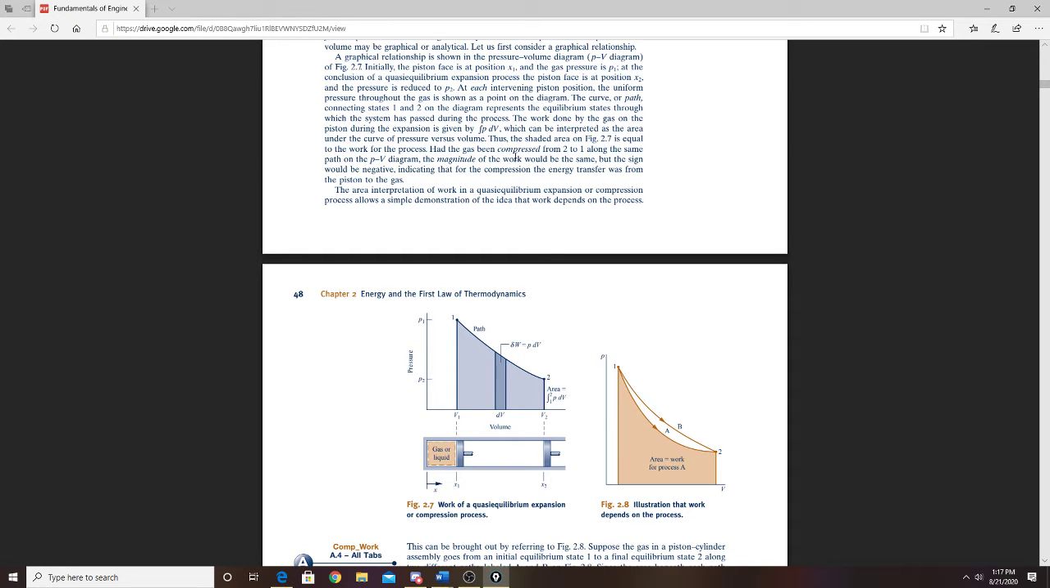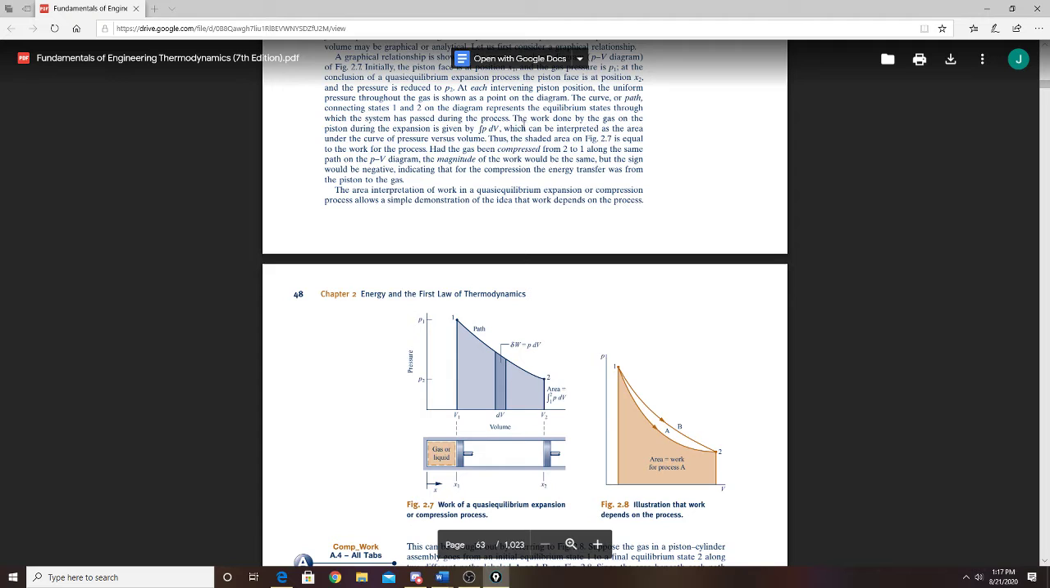At least I do believe so. Make sure that's what they were exactly meaning. There's some shaded areas on both of them. Thus, it can be termed as the area under the curve for the pressure versus volume. Thus, the shaded area on figure 2.7 is equal to the work for the process.